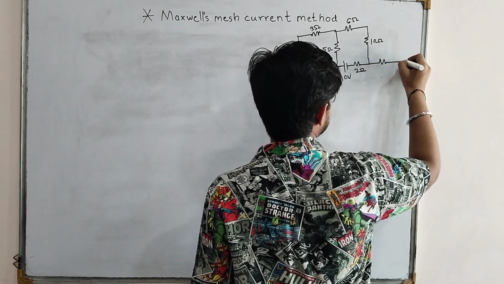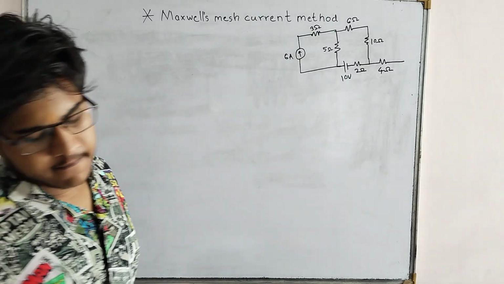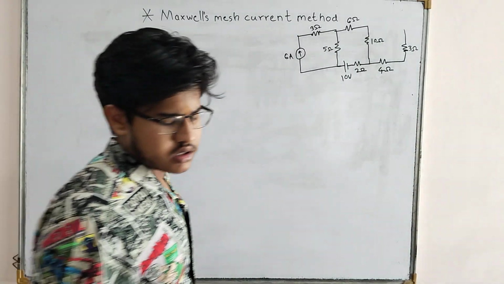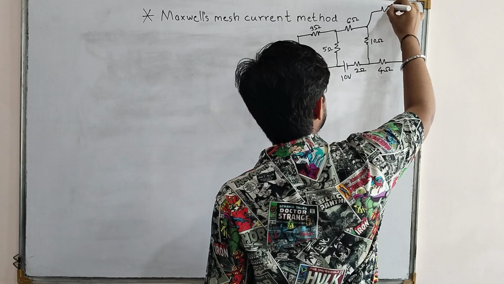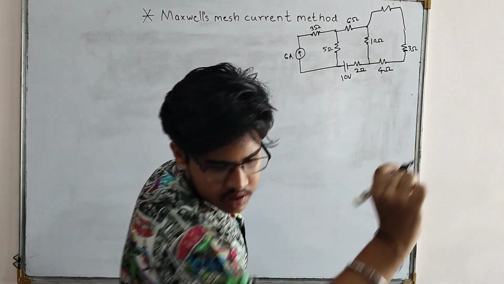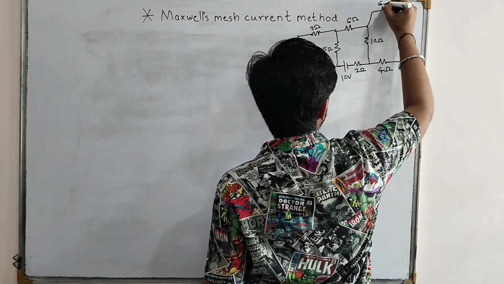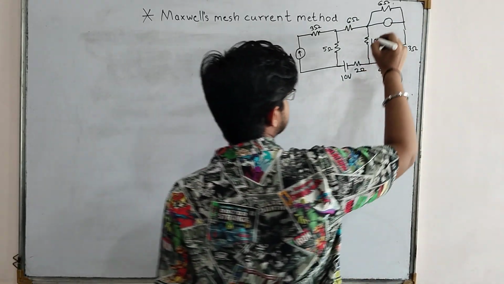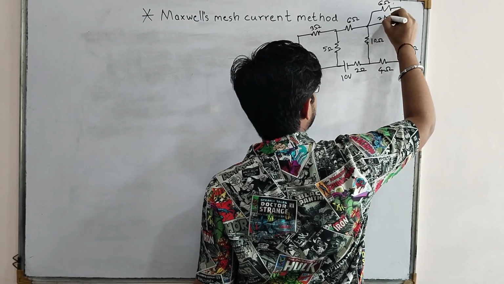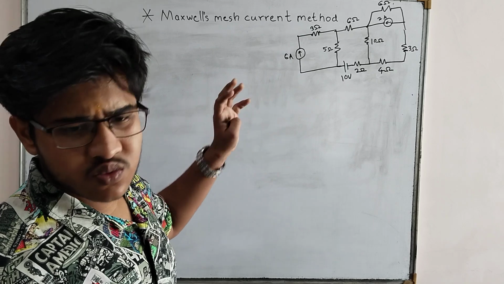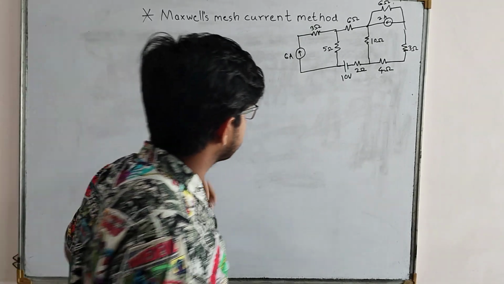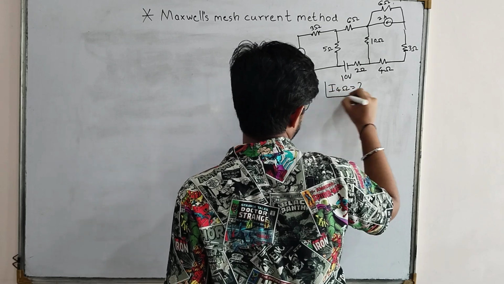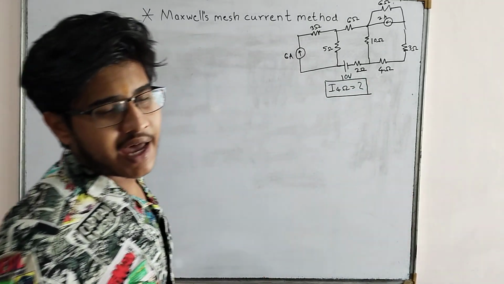Next I have one more resistance of magnitude 4 ohm, which is in series with one more resistance 3 ohm, which is in series with a resistance of 6 ohm again, and it has a current source in parallel of magnitude 2 amps. Okay, so this is my question. Now what is to be found out is the current through the 4 ohm.